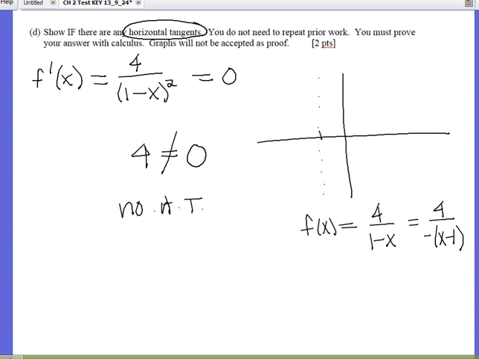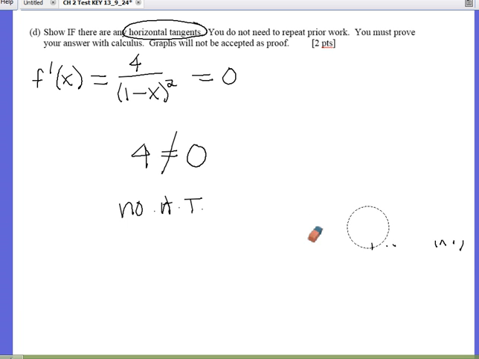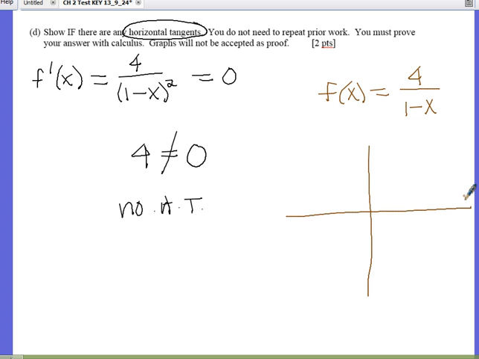No, it isn't. I'm going crazy. Sorry, guys. The asymptote is at 1, but let's try this again. f of x is equal to 4 over 1 minus x. There we go. Alright, so let's do it again. The asymptote is at positive 1, and that's because x equal to 1 gives me undefined.